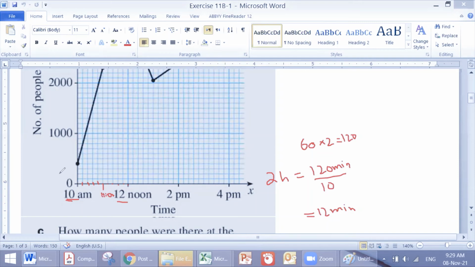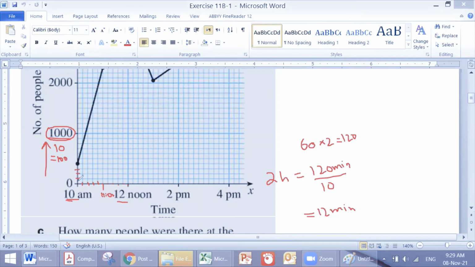Now what is it on the y-axis? It is showing the number of people. So the number of people is on the y-axis. One small division, what is it showing? The total number for the first division is 1000, and the number of divisions is 10. So 1000 divided by 10 will give me 100. So this small division is telling me 100 people.